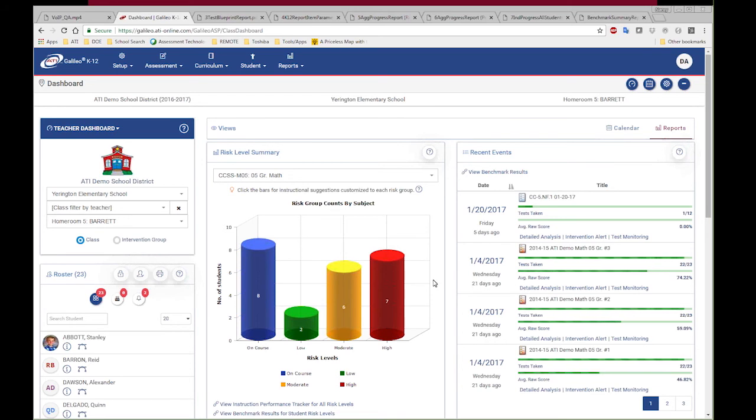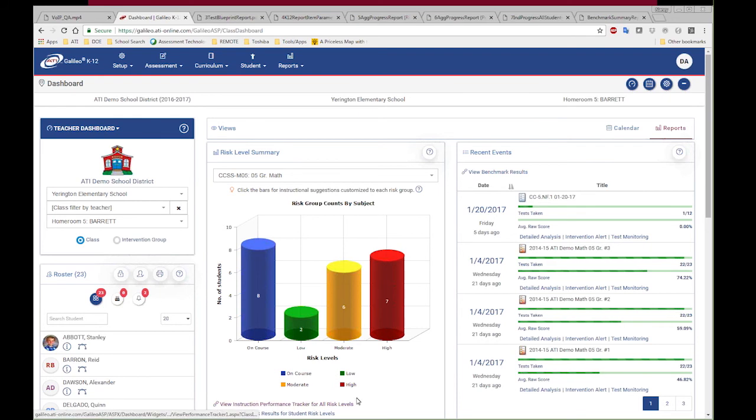Right here, right up front on everybody's dashboard, no matter the grade and subject, you are going to see this graph called the risk level summary. And you can see here, I'll demonstrate, we have 3 tests in our benchmark series that have been analyzed: a first quarter, a second quarter, and a third quarter. Students who passed all 3 of these, got a cut score that was at least a passing score, are on course for all 3. If they pass 2 out of 3, they're at low risk. 1 out of 3, moderate risk. And if they didn't pass any of them, they would be at high risk.